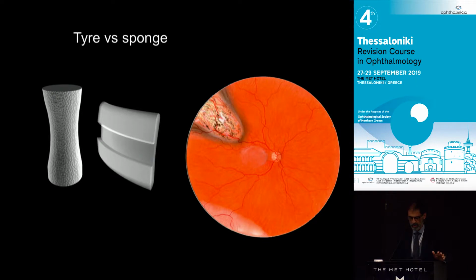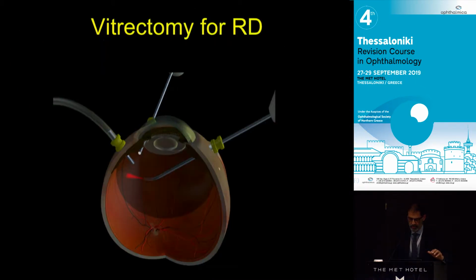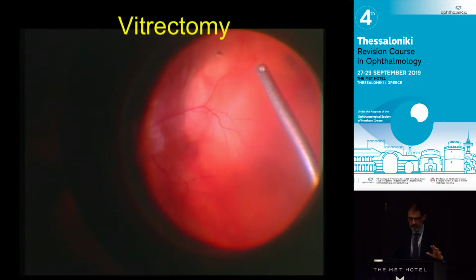And you can use a sponge or a radial thing, depending on what you want to indent. Drainage is always a mystery, but you can, in the right configuration, if you've got a high buckle and it's right where the tear is, you don't need to drain your retinal detachment and it'll go flat. So that's buckling. What about vitrectomy surgery?